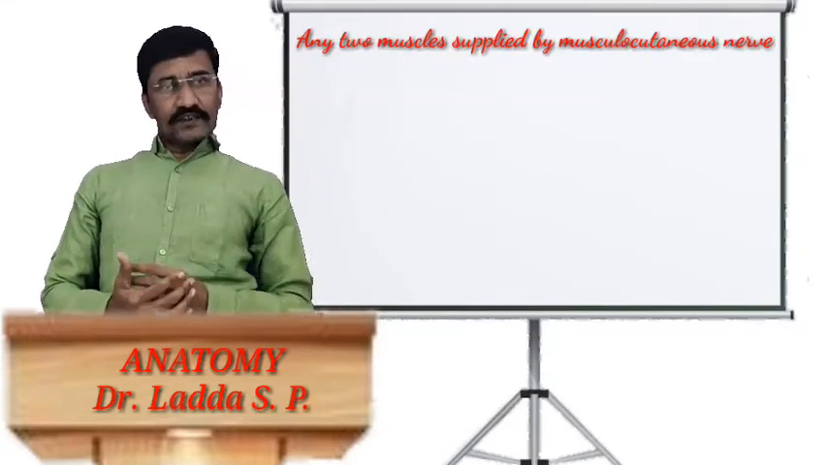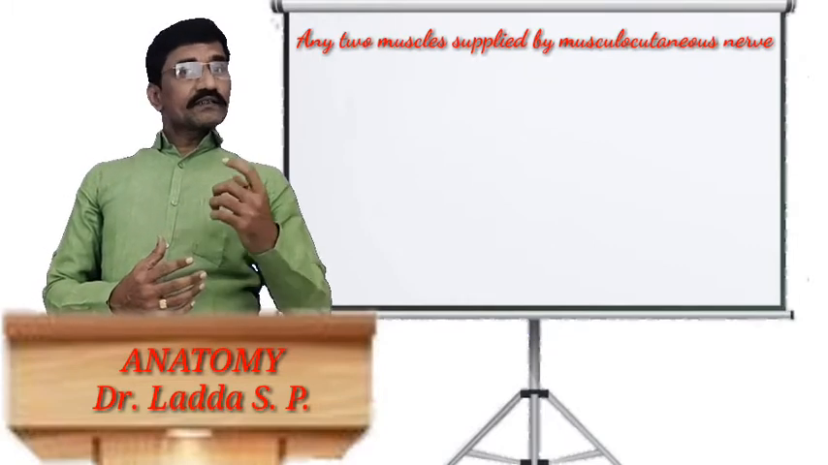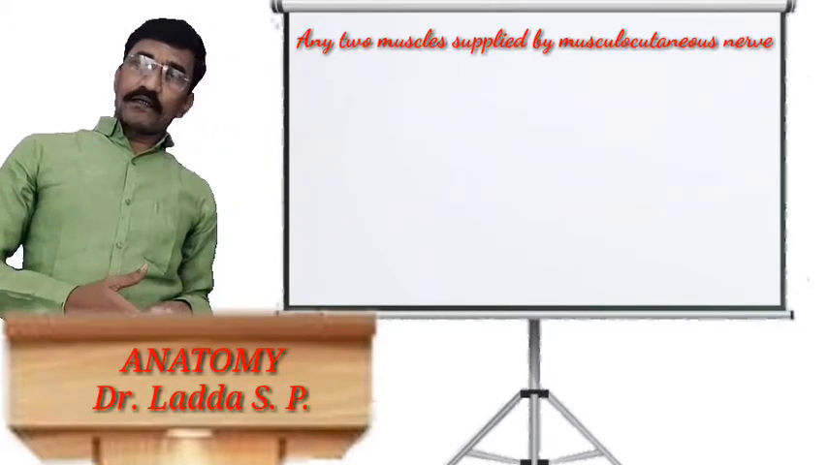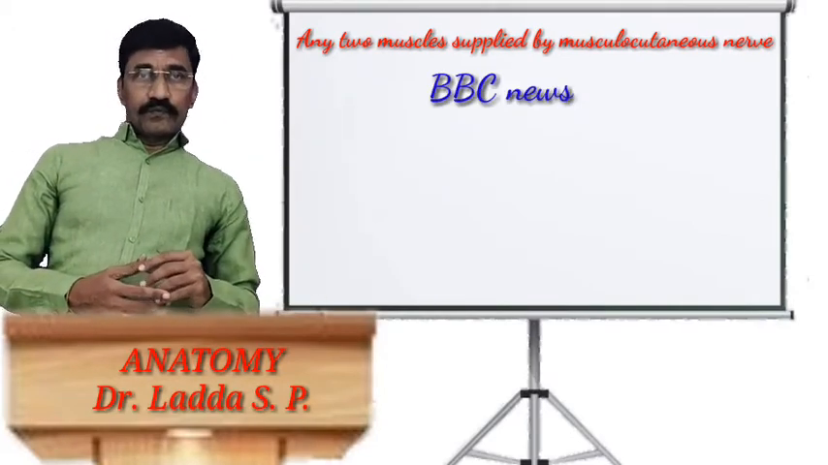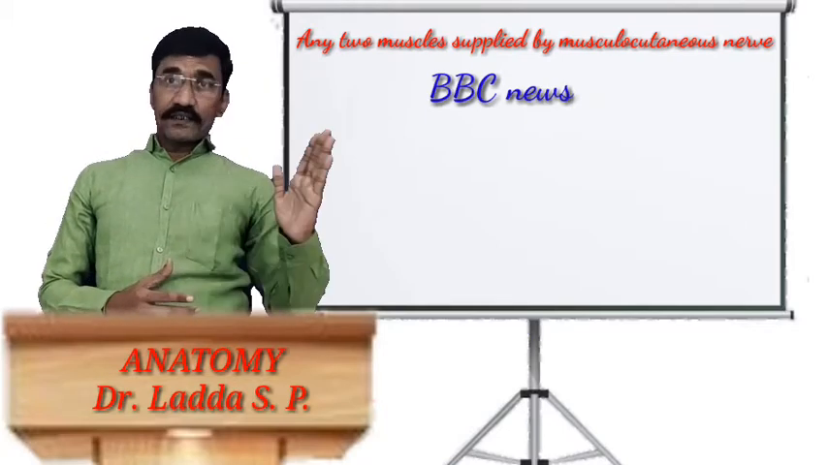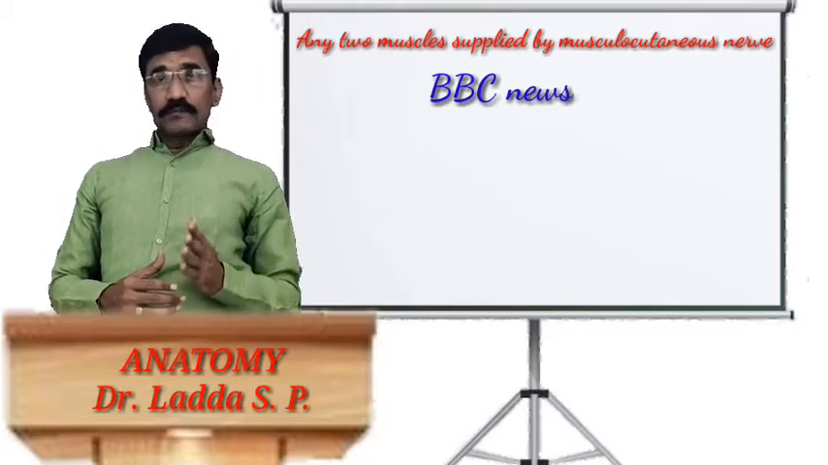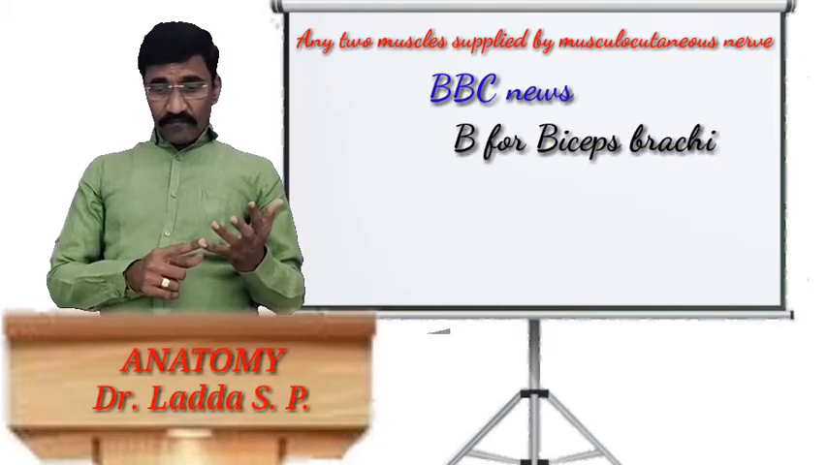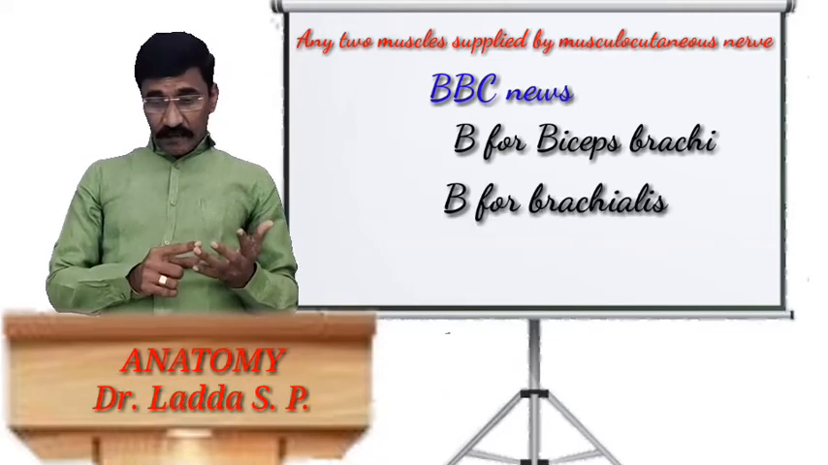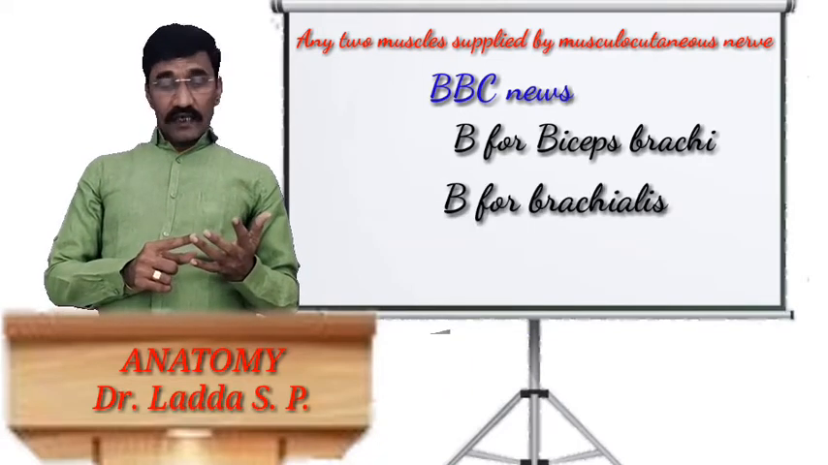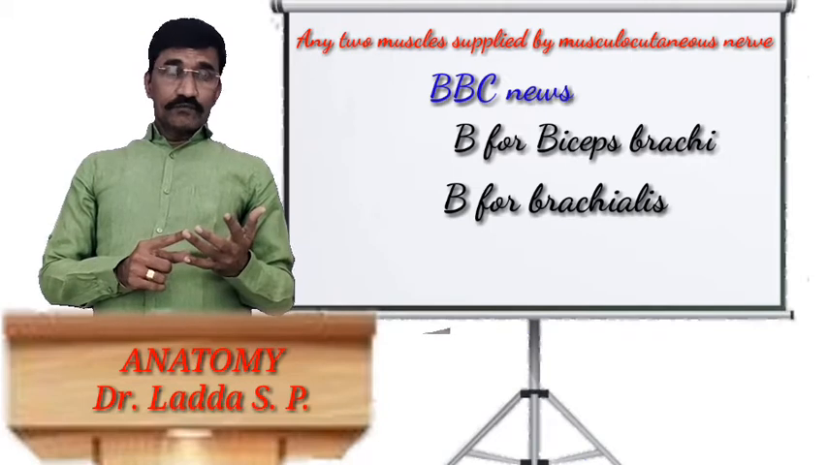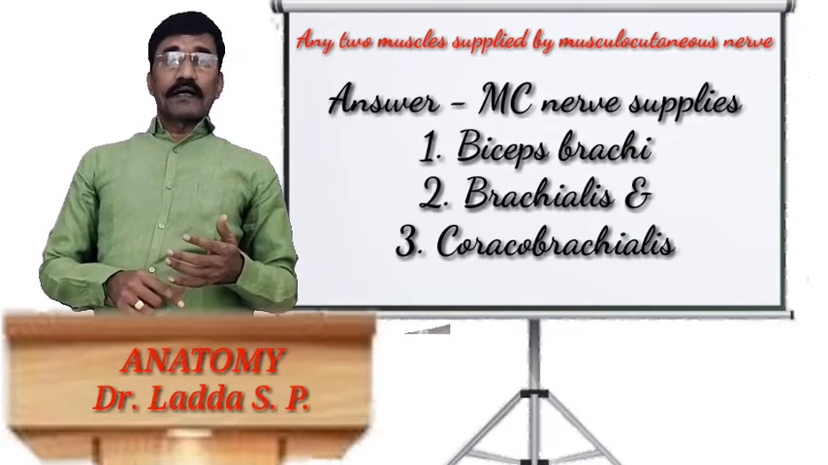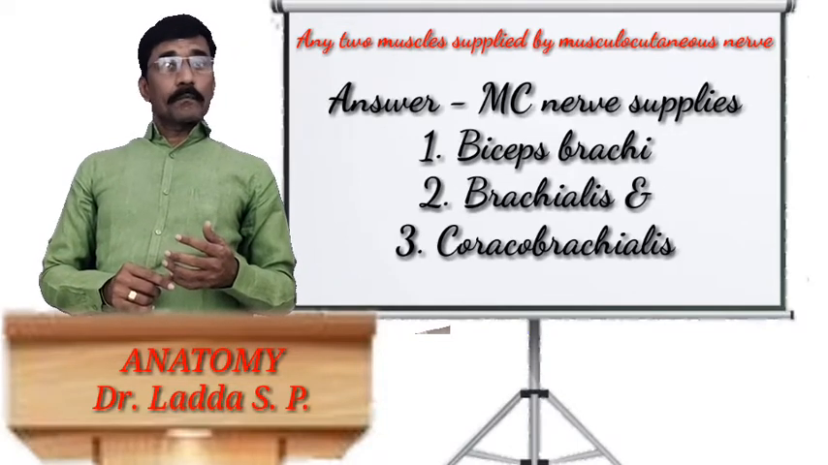Next question. Any two muscles supplied by musculocutaneous nerve. What is musculocutaneous nerve? You can remember BBC News. What's a famous news channel? BBC News. So from this BBC News, you can take BBC. One B stands for biceps brachii, second B stands for brachialis, and third is for coracobrachialis. So these are 3 muscles supplied by musculocutaneous nerve.